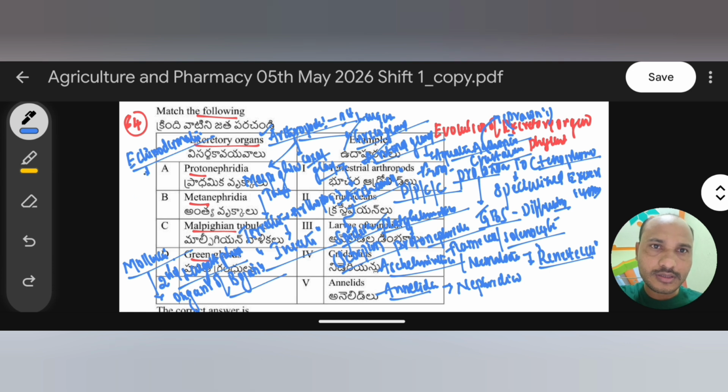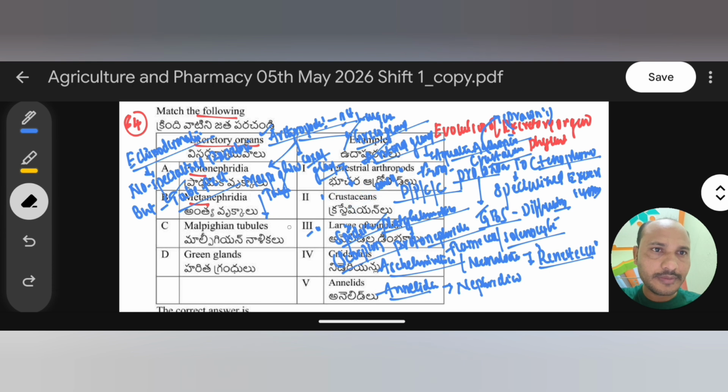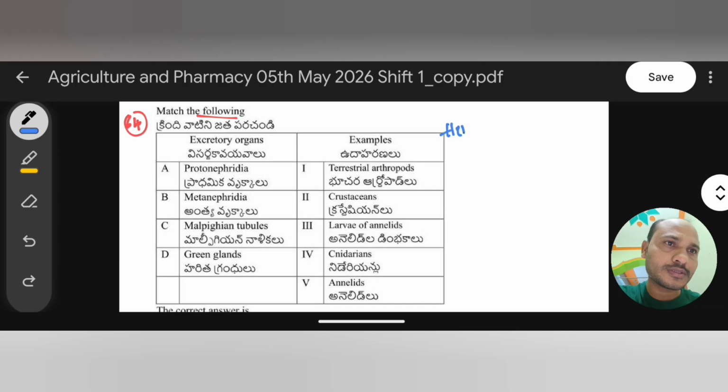Then echinodermata, very important. Echinodermata does not have any specialized excretory organ, but they perform their excretion by tube feet. Very important. So even though echinodermata does not have any excretory organs, they perform their excretion through the tube feet. Then after echinodermata we have hemichordates. So the hemichordate phylum we will discuss. In hemichordates the excretory organ is the proboscis gland.